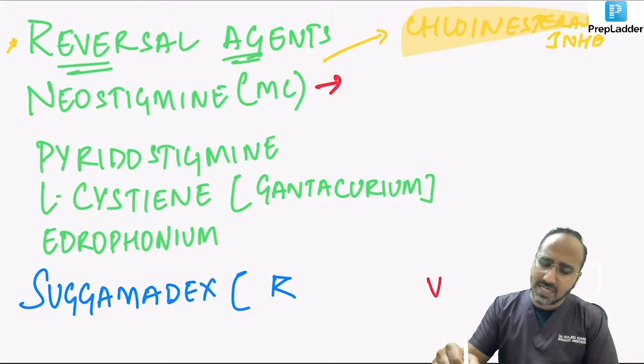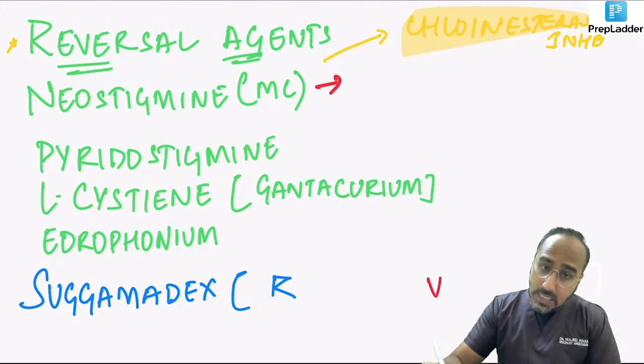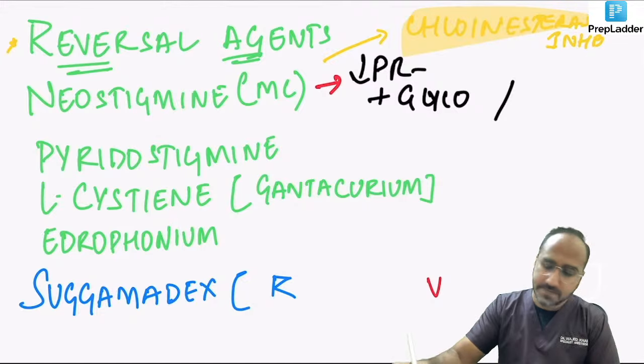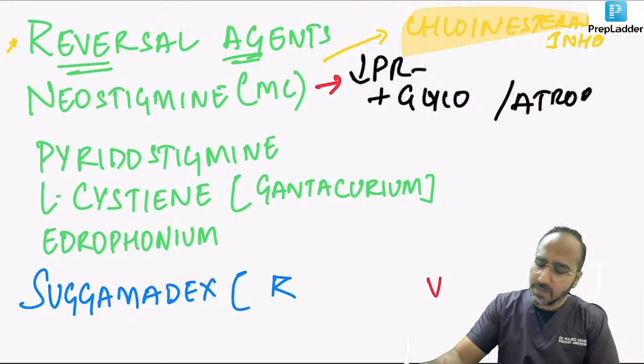So as I told you, there are many reversal agents: neostigmine, pyridostigmine, L-cysteine, edrophonium. Neostigmine is a cholinesterase inhibitor that can cause bradycardia. Hence with neostigmine, we are adding what? Either you add glycopyrrolate or you add atropine and give it to the patient.